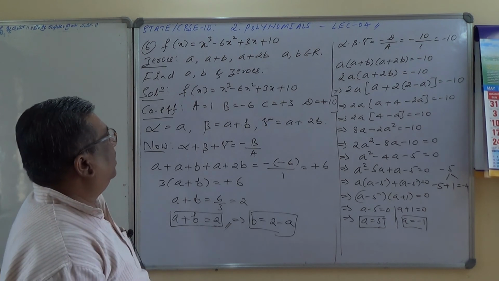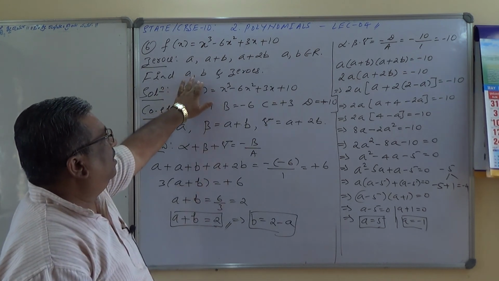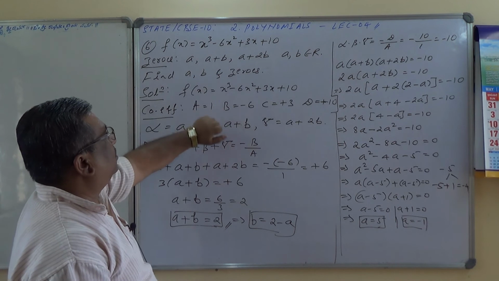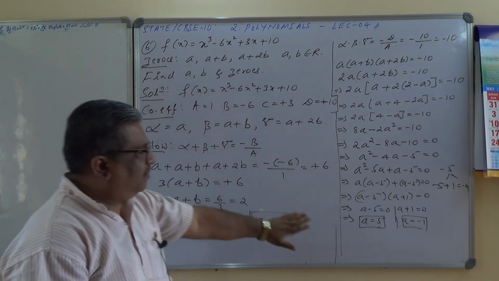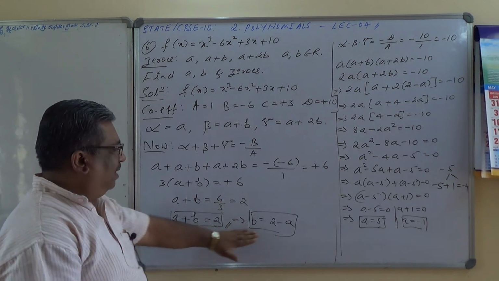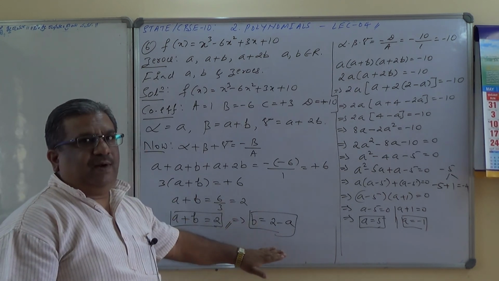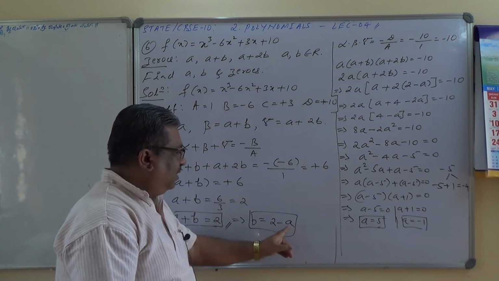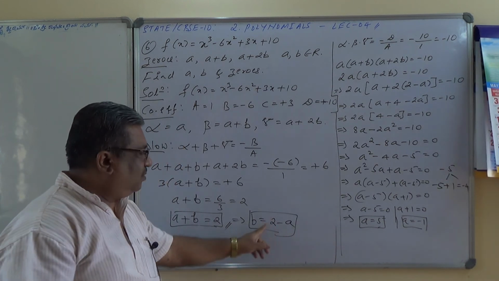Where are we now? We have to find out the values of a, b and the zeros. So a, I have found out. a is equal to 5, a is equal to minus 1, and I have to find out the b value here. So in order to find the b value, I have case 1, case 2. According to a, the value of b changes here. b is equal to 2 minus a.